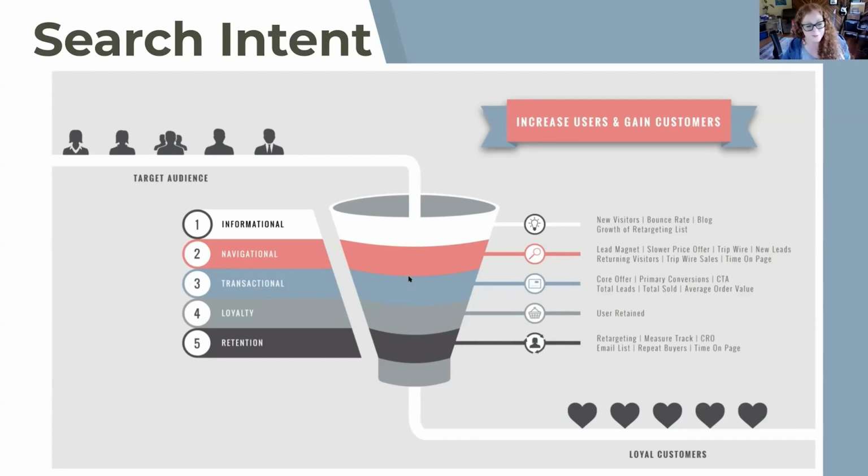So informational, right? When I'm searching for information, I'm getting new visitors to my website. I might be concerned with bounce rate. You can learn about that later. It's going to probably be related to my blog, and I can grow my retargeting list. So we've got retargeting in Google Ads, right? So I'm collecting information. I'm just helping people.